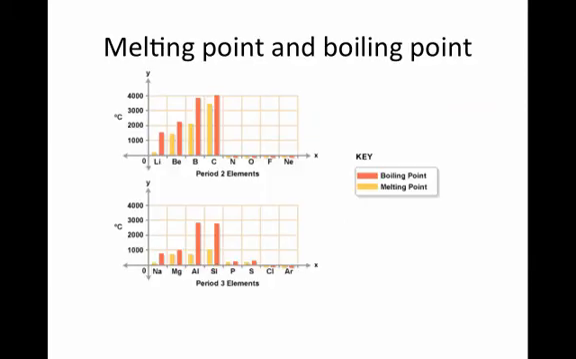Simple. Melting point and boiling point are a little bit more complicated, because now we're not talking just about increasing numbers of protons, we're talking about different types of bonding. You can see they follow a very similar trend. Both boiling point and melting point stick broadly to the same trend. And also, you'll notice that period 2 and period 3 stick to the same trend.